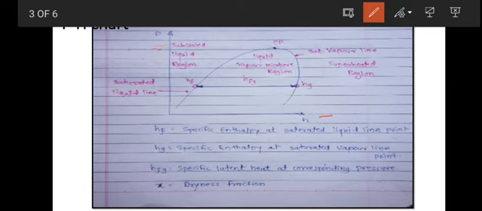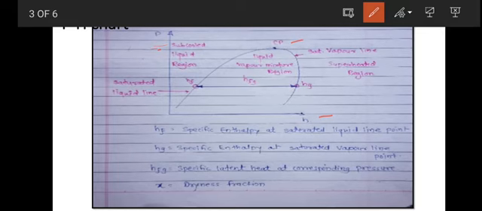If you see, we have the dome indicated here, and the topmost point of the dome is indicated as the critical point. That means above the critical point, if pressure increases, the liquid will be directly converted into vapor. Now below that, the curve at the left-hand side of the critical point is indicated as the saturated liquid line, and the right-hand side of the critical point indicates the saturated vapor line.